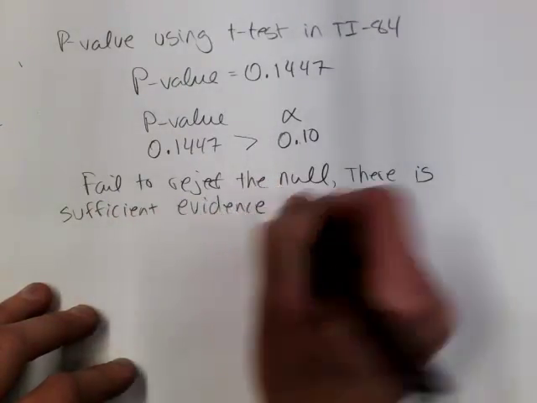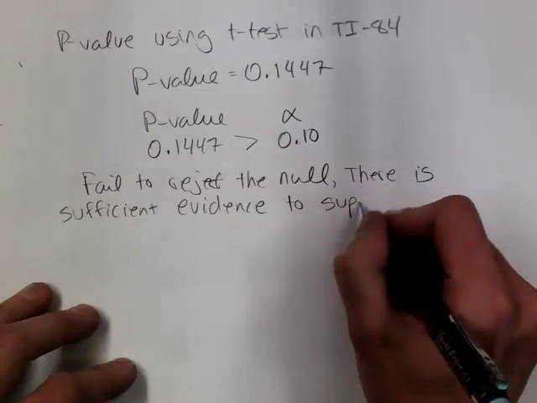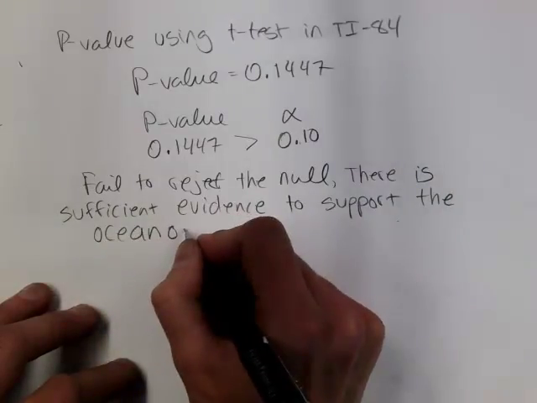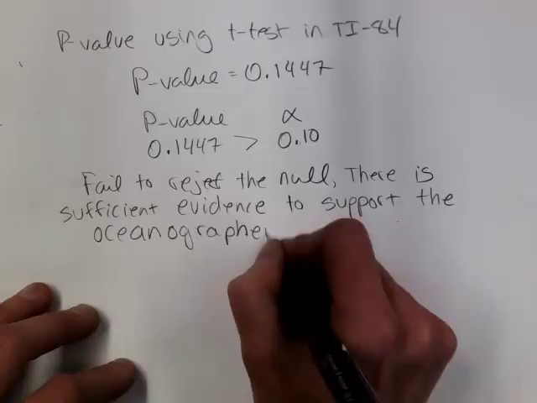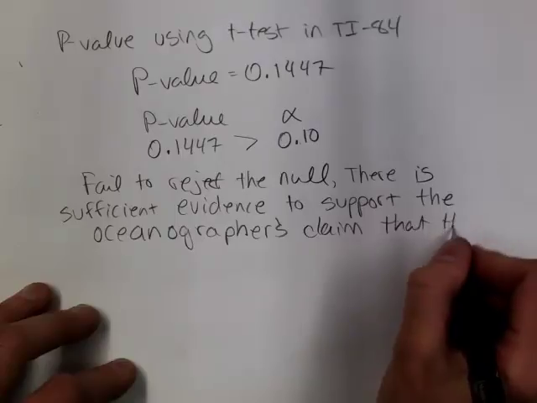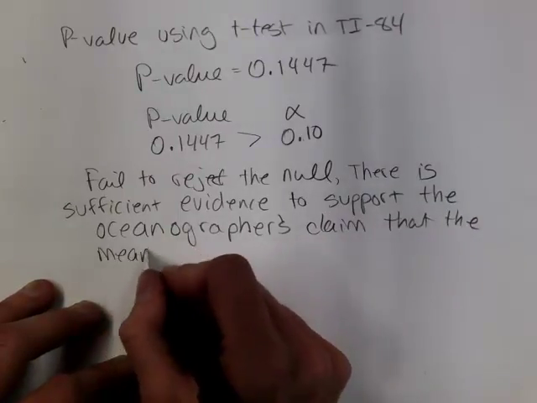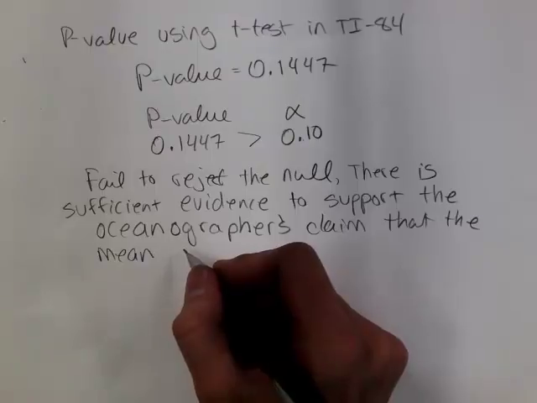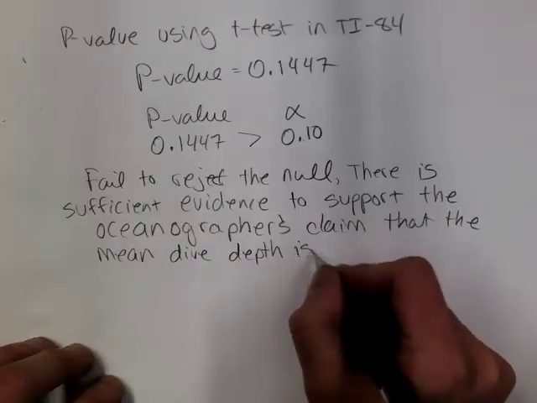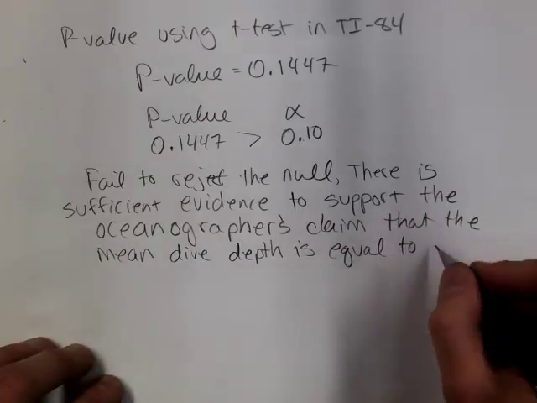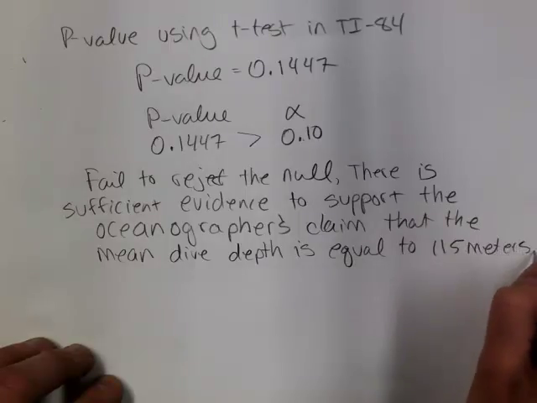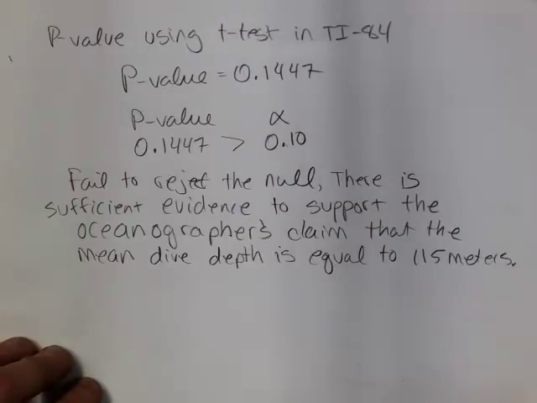I can't write very fast. To support the oceanographers' claim that the mean dive depth is equal to 115 meters for the North Atlantic right whale.